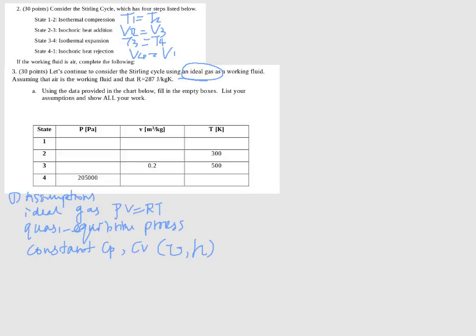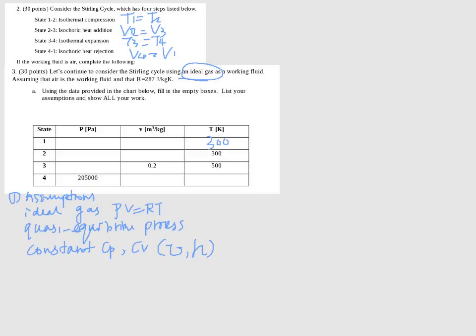And now we can start filling out this table. Before we even solve for anything, we can fill in a few values by looking at the process. We said from state 1 to 2 it's an isothermal compression, so the temperature from state 1 to 2 is constant. So T1 is equal to T2, and we can fill out this box here as 300 K.